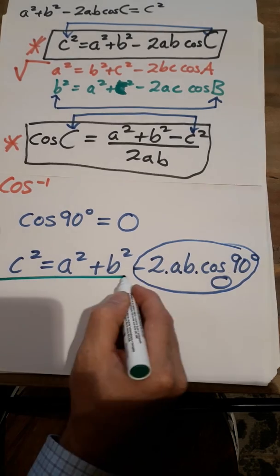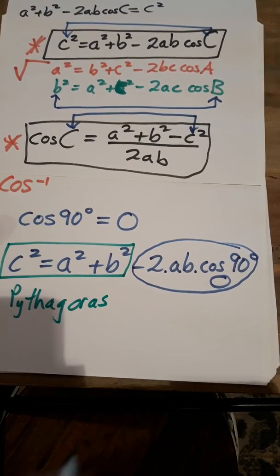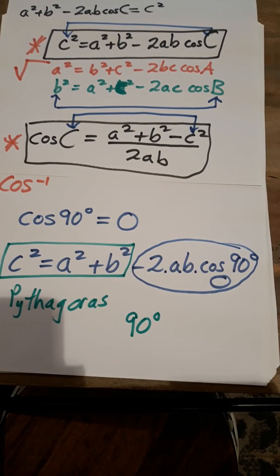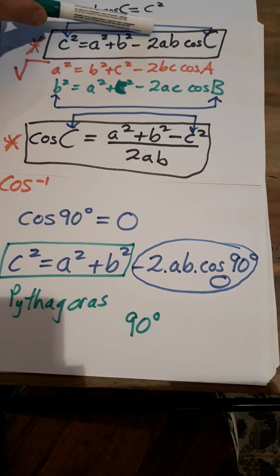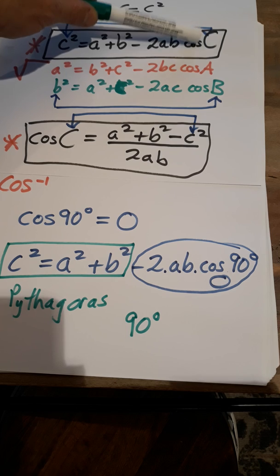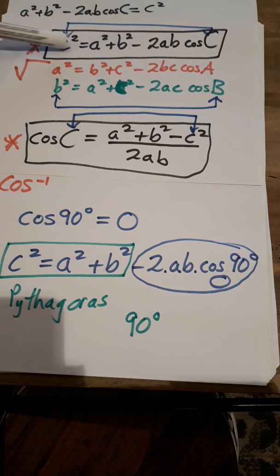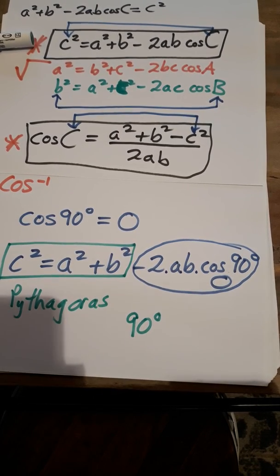So you'll be left with c squared is a squared plus b squared, which is your standard Pythagoras theorem, which works for a right-angled triangle. But this rule that we've found works for all triangles, including right-angled triangles. It's just that this last term disappears with right-angled triangles because cos of 90 is 0, and that disappears the whole term and leaves you with what you normally see as Pythagoras' theorem. So now we have a formula that works for all triangles, including right-angled triangles, an overarching formula.